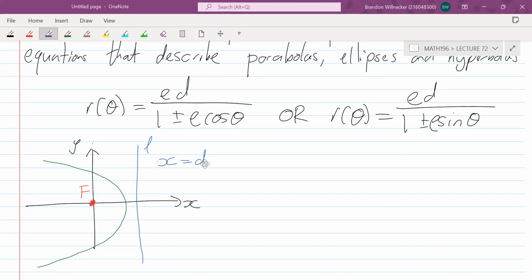So in that case, we use the following form of these equations. So we have r of theta is equal to e times d over 1 plus e cos theta. And an easy way to remember that is that the directrix line is given by x equals something positive. So the x, remember for polar coordinates, x relates to cos. So that's why we use cos. It's a positive value, so we use plus e cos theta. Okay, so that's case 1.